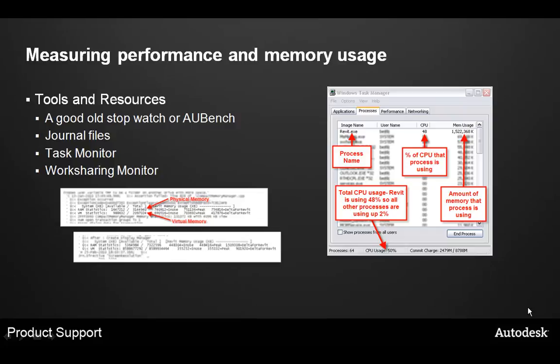Finally, the last tool and resource that may come in handy is the Work Sharing Monitor. The Work Sharing Monitor includes a task manager and memory allocation monitor, so you can check to make sure Revit has enough available memory in order to complete the tasks you need.